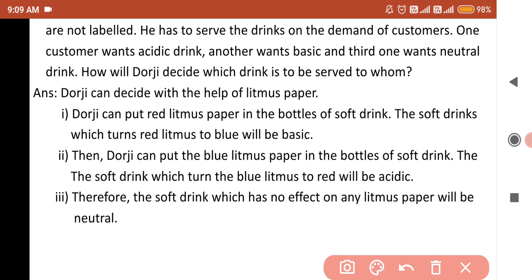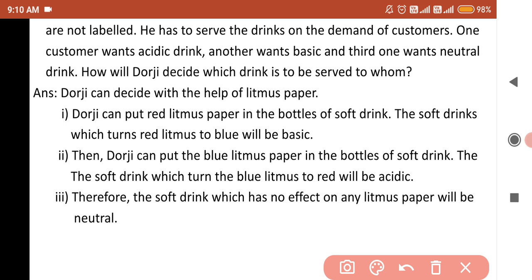First of all, what did Dorji do? He dipped red litmus paper in the bottles of the soft drink. Whichever soft drink turns the color of red litmus paper to blue is basic in nature, and Dorji can serve it to the customer who wants a basic drink. Similarly, Dorji can put blue litmus paper in the remaining soft drinks, and whichever turns the blue litmus paper to red is acidic in nature, and can be served to the customer who wants an acidic drink.